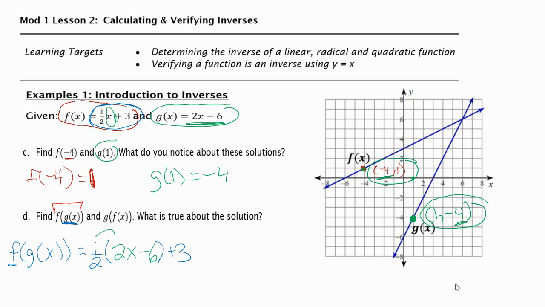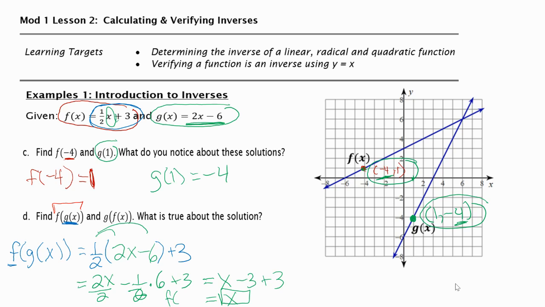When I go ahead and simplify, 1/2 is really like dividing by 2. I get 2x divided by 2, minus 1/2 times 6, plus 3. And when we simplify that out, we actually get x minus 3 plus 3, or we get x.